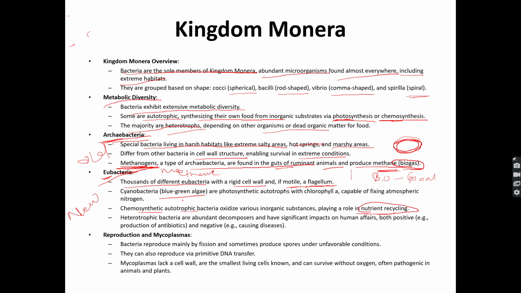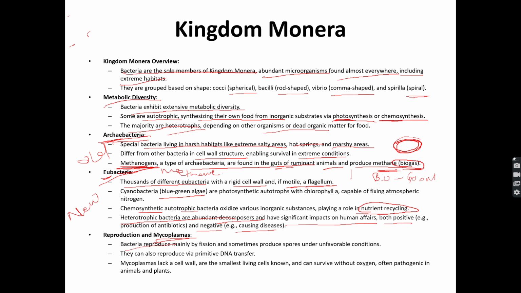These bacteria have lots of economic and environmental benefits for us. Then there are heterotrophic bacteria, which are abundant as decomposers in the environment and have significant impact on human affairs, both positive and negative, also causing diseases. So this is the eubacteria. Now about reproduction, and another category, not bacteria but mycoplasma, which comes under Monera only.